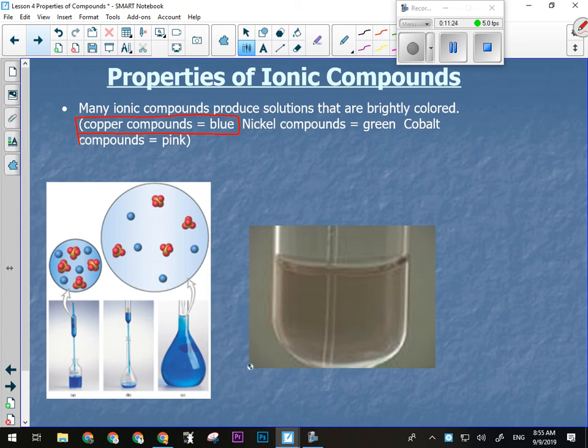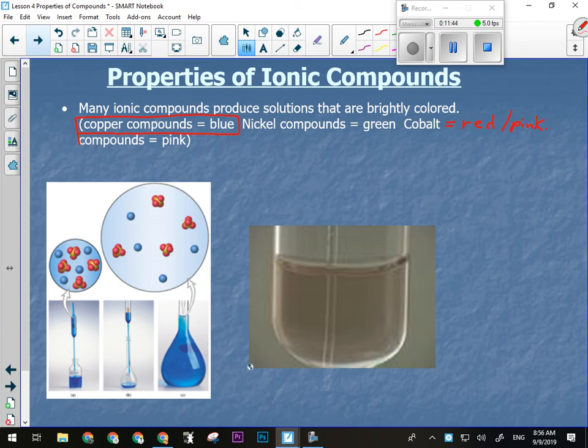Another one is cobalt. Cobalt typically makes pink or red. And their solutions obviously retain that color. So when you dissolve the blue crystals, the solution turns blue. When you dissolve the green crystals, it turns green, et cetera.